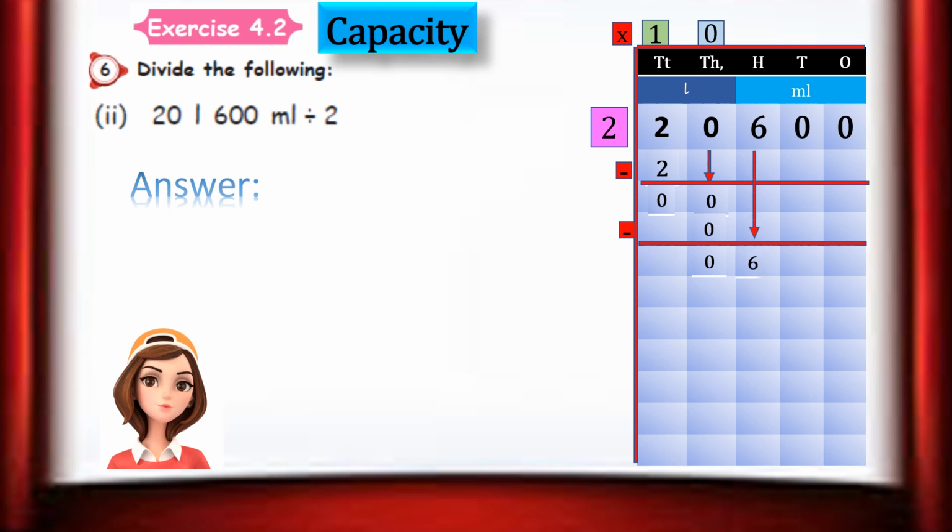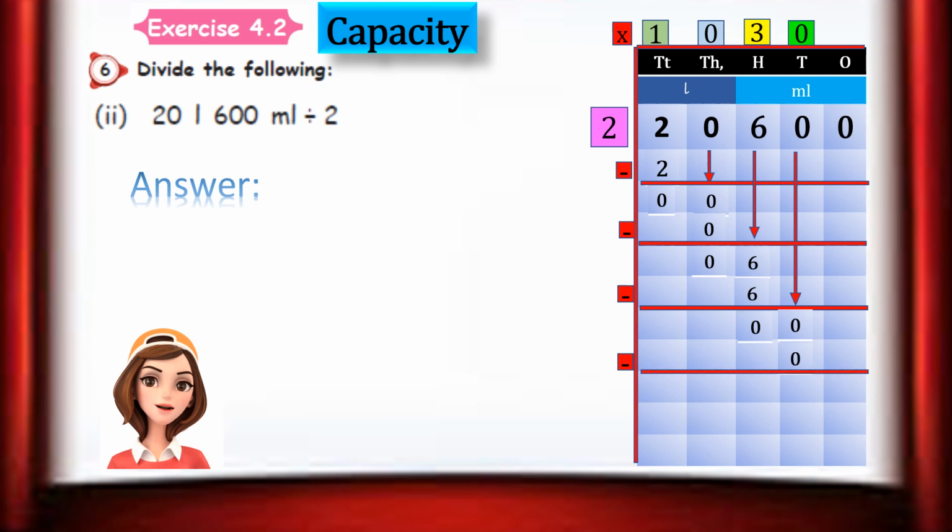Then bring down the next digit. In the 2 table, yes, we have the answer 6. So 2 3s are 6. Right? So 6 minus 6, 0. Then bring down the next digit. Okay, 2 zeros are 0. Now after subtraction, 0 will become. So one more 0 is there. So bring down that. Now 2 zeros are 0.